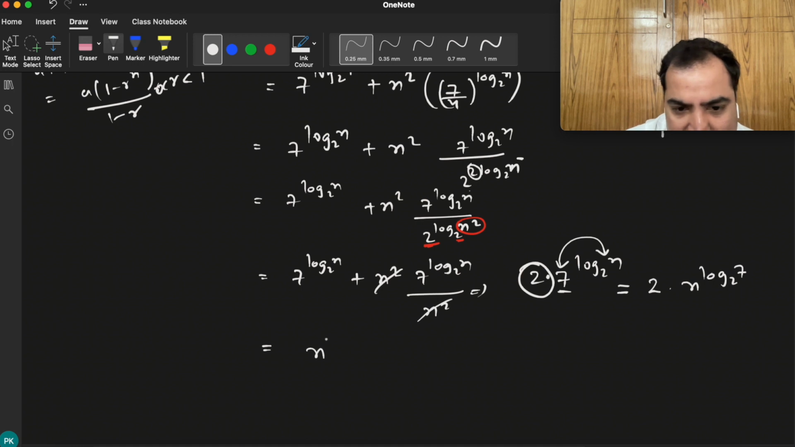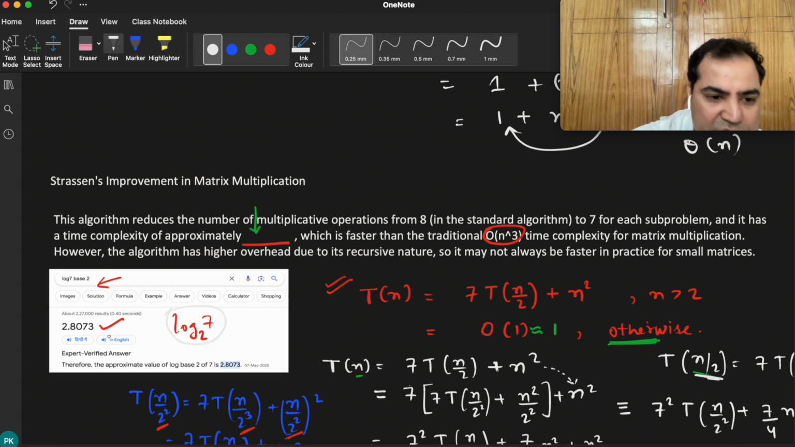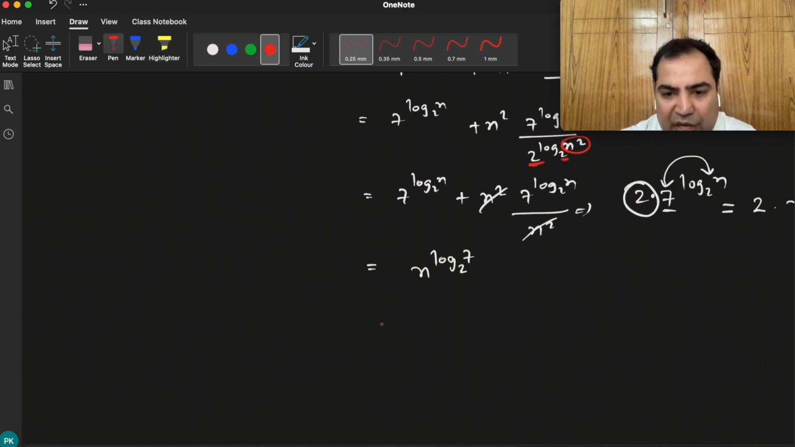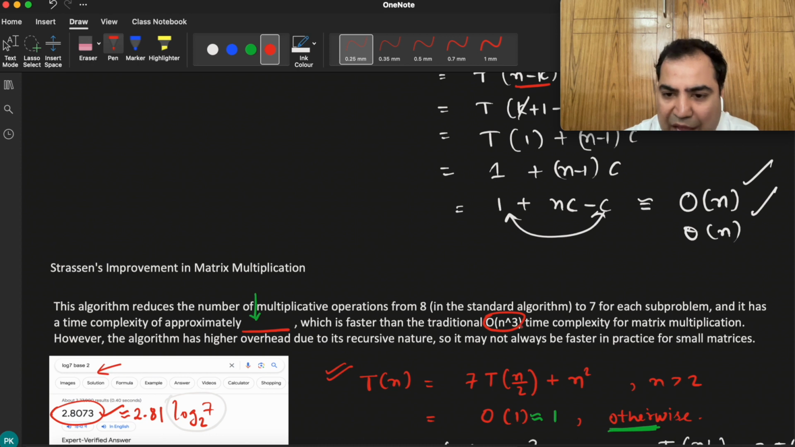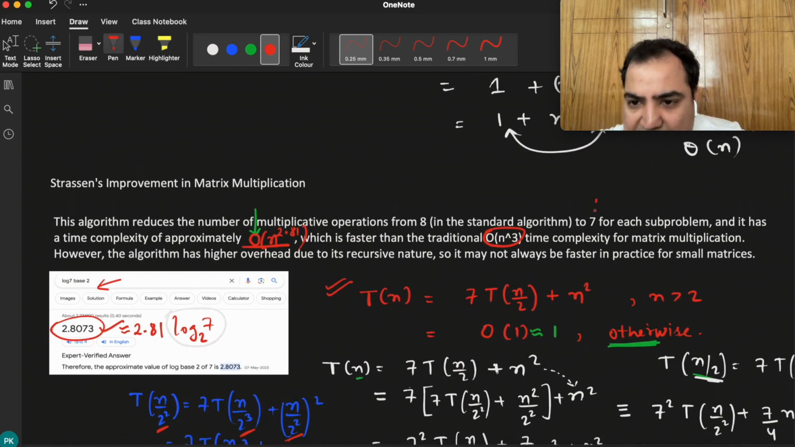So this will come as n raised to power log to the base 2 of 7. I already gave you in the starting the Google value of log 7 to the base 2, this value, right? So this value is 2.8073. Approximately, we can write it as 2.81. So this value will come as n raised to power 2.81. So what Strassen has achieved is this: he has reduced the value from n cube to order of n raised to power 2.81, right? So this is what he has achieved actually. It is by a fractional bit, but he has reduced the value. The reason is he has taken the multiplication as 7.